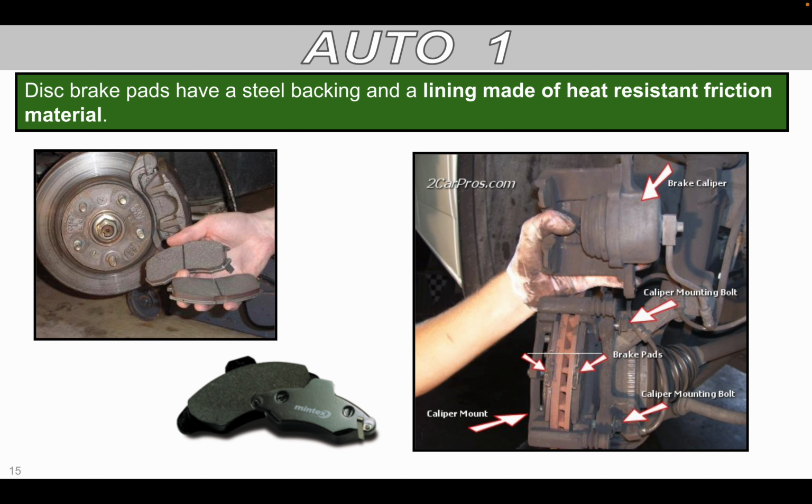All right, disc brake pads have a steel backing and a lining made out of heat-resistant friction material. That's components. Again, we'll get more into this probably next week when we get into our disc brake system. But just understand that we have a steel backing, kind of hard to see on this particular piece. Steel backing on the back side of this. And then we have actual brake pad material right here. That's what's going to be making contact with the rotor.